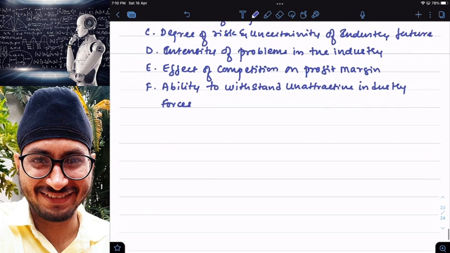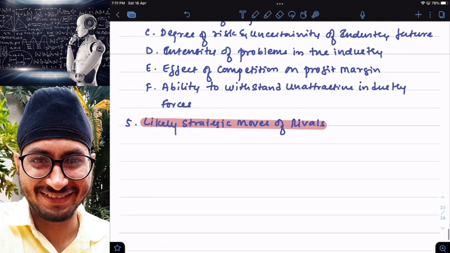Then we have number 5, likely strategic moves of rivals. See, I cannot prepare my strategy, yesterday also we discussed, day one also we discussed, without taking into consideration what my competitors are doing, right? I will analyze what my competitors are doing, and based on that only I will prepare a strategy. That is called likely strategic moves of rivals.